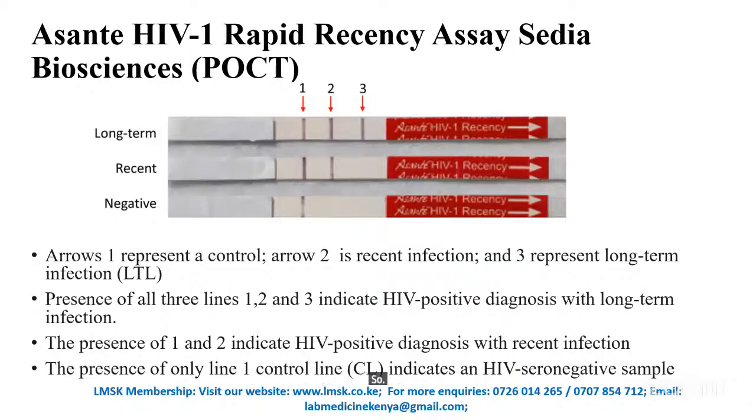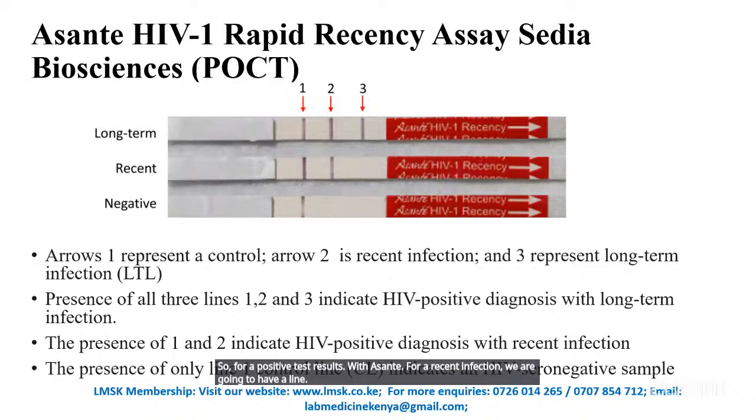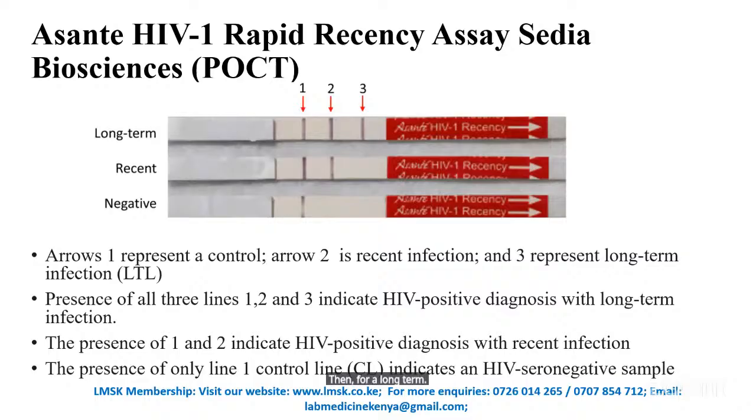So for a positive test result with Asante, for a recent infection, we are going to have a line at 1, which is control, and a line at 2. And for a negative test, we are only going to have a line at the control, which is our internal quality control. Then for a long-term HIV infection, we are going to have 3 lines: a line at control, a line at 2, and a line at 3. So the arrow 1 represents control, arrow 2 is recent infection, arrow 3 is long-term infection.